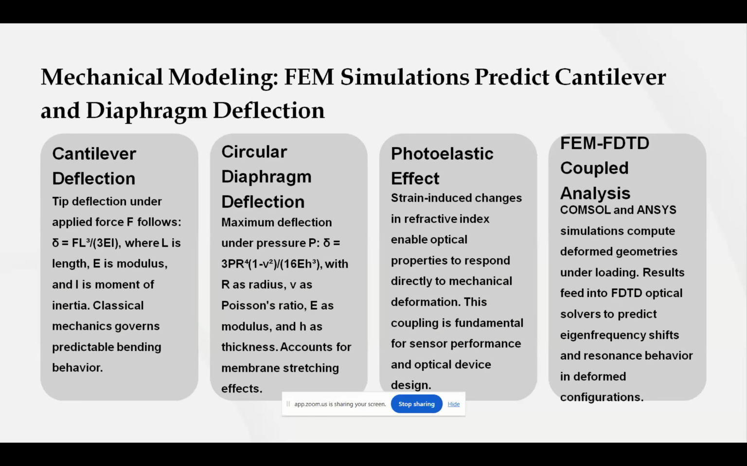In the mechanical modeling, these slides explain how mechanical deformation is calculated. In this mechanical modeling using FEM simulation, FEM means finite element method. The cantilever bends under applied force and the diaphragm deflects under pressure. These deformations are calculated using classical mechanics equations. The mechanical changes are coupled with optical simulations.